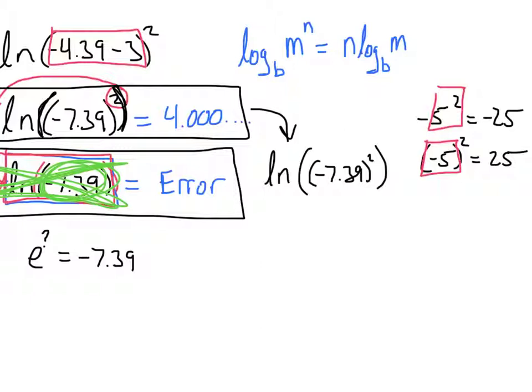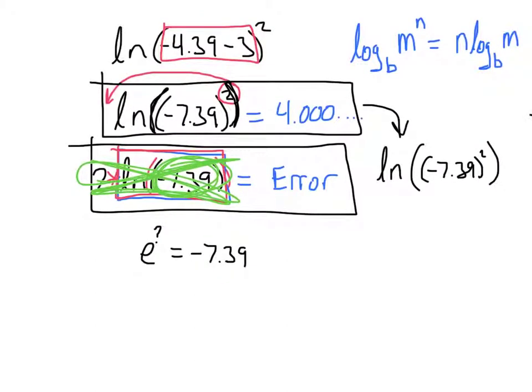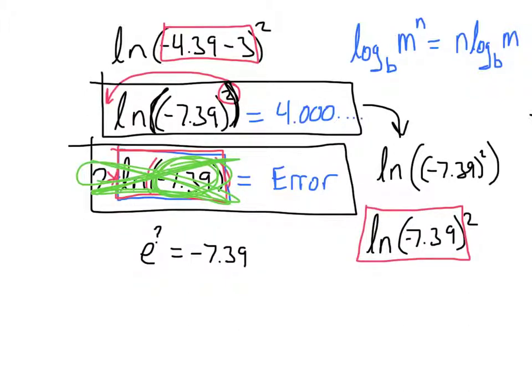So, we want to tell the calculator that we want to square the negative 7.39 first to make it positive, then take the natural log. This is very different than if you just typed it in like this. If you told the calculator that, the calculator is going to assume that you want it to take the natural log of negative 7.39 and then square the answer. That is not what you want. Again, this one you should be getting an error. Okay?